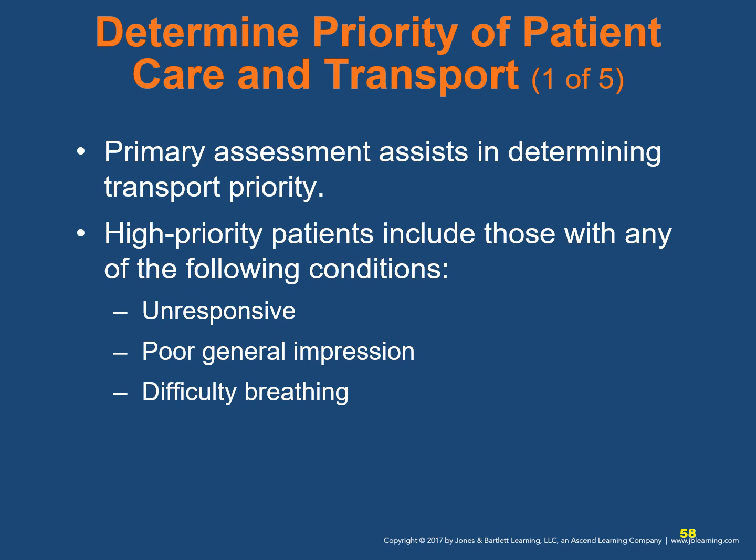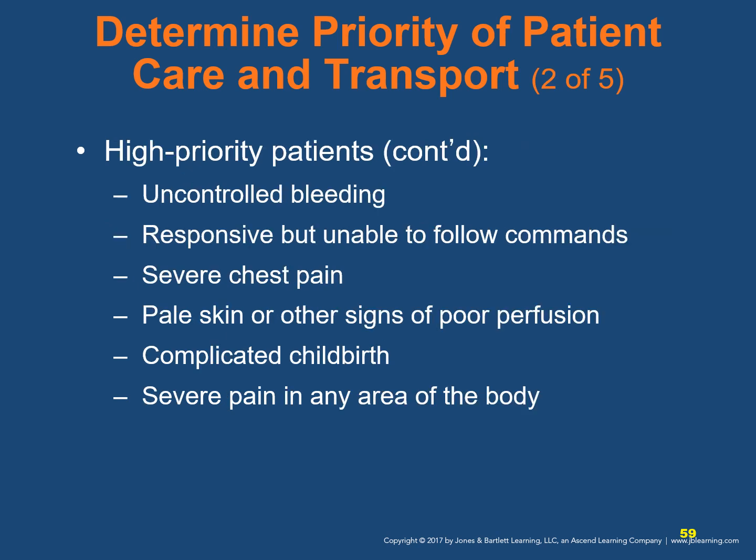The primary assessment assists in determining transport priority. High priority patients include those with any of the following conditions: patients who are unresponsive, give poor general impression, or have difficulty breathing. Also, patients with uncontrolled bleeding, responsive but unable to follow commands, severe chest pain, pale skin or other signs of poor perfusion, complicated childbirth, or severe pain in any area of the body.